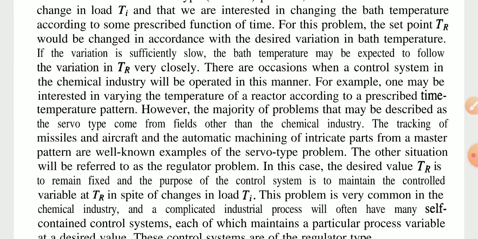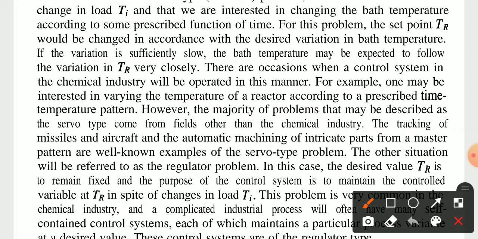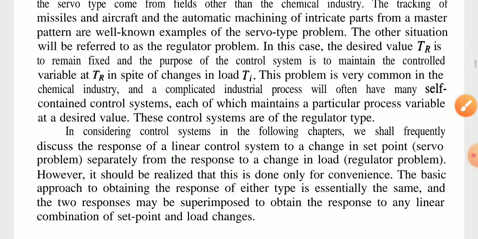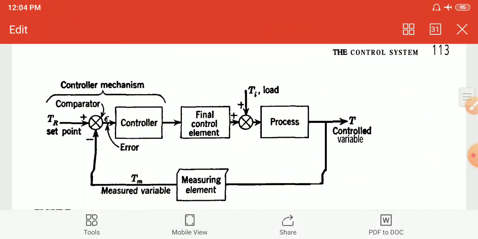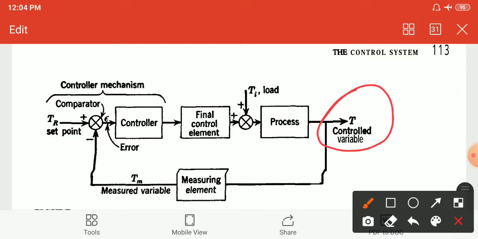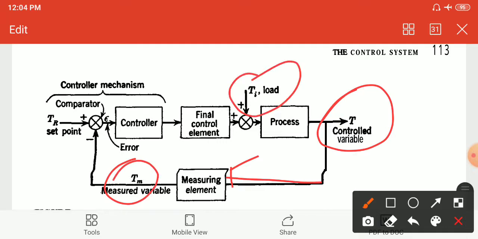The other situation will be referred to as the regulator problem. In this case the desired value TR is to remain fixed, and the purpose of the control system is to maintain the control variable at TR. Okay, as we have seen in the figure. This is the control variable, and after it the measuring element for the measured variable TM. Okay, what we have is the set point, TI and TR, for the controller mechanism part.